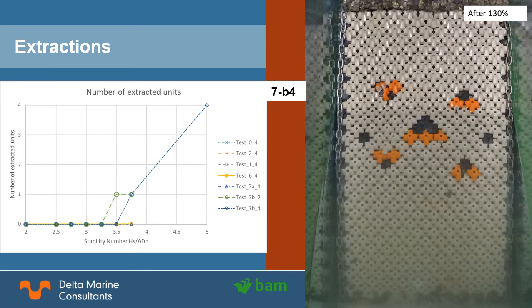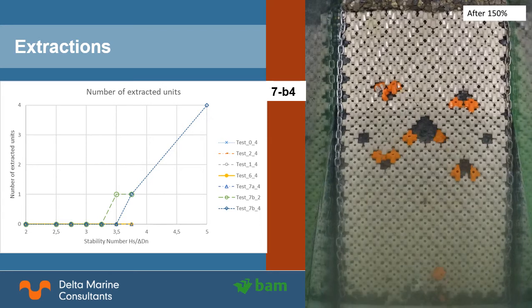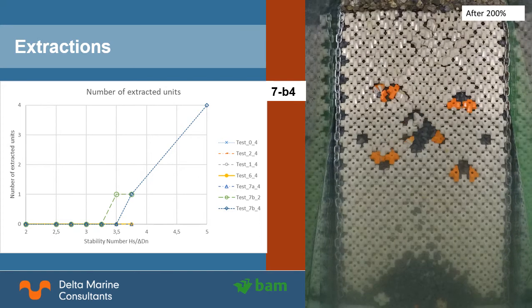And this is test 7B4. We start at 130% test, and then we move on. And then here you can see that during the 150% test, the same block was displaced. And then this is the situation after the 200% test. And the 2 more blocks in the middle have settled into the gap, which we consider an extraction. And there's 1 more block at the toe. And again, you can see quite a lot of underlayer material at the toe of the structure.